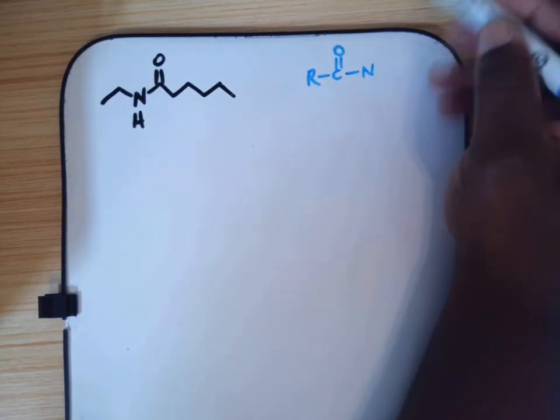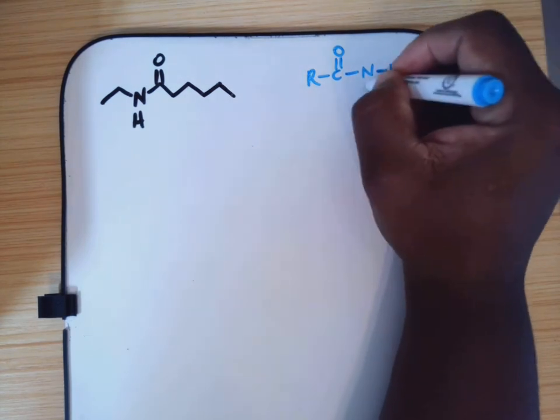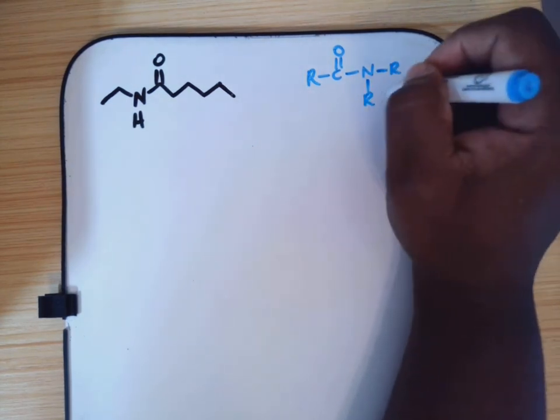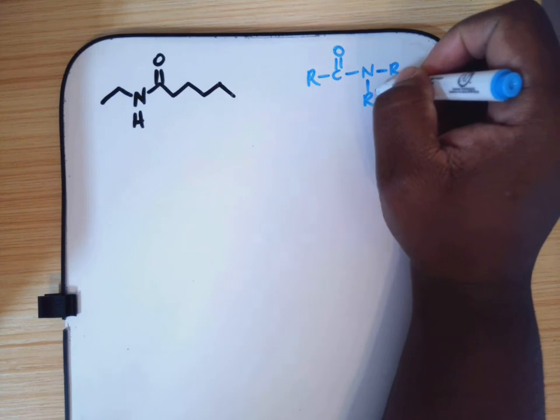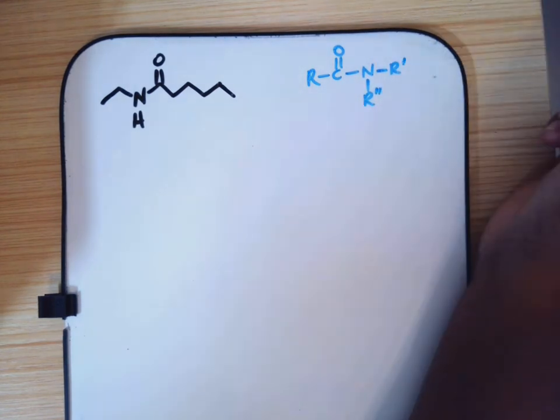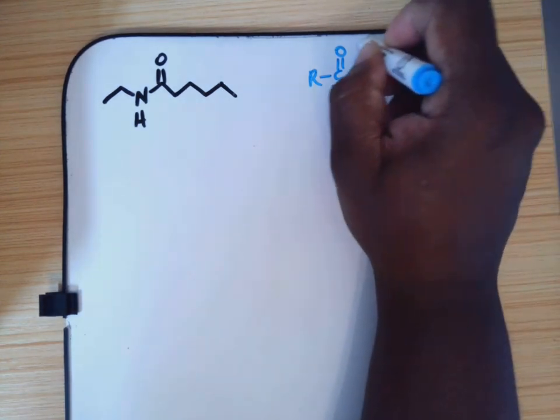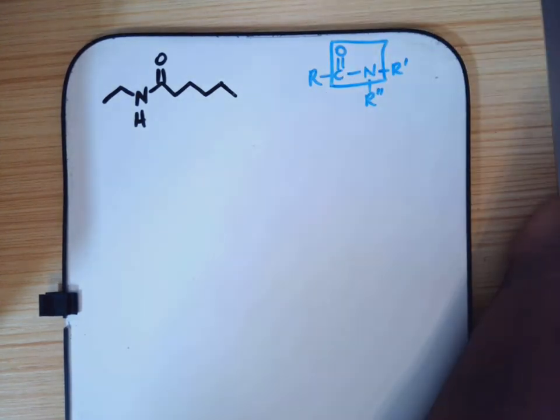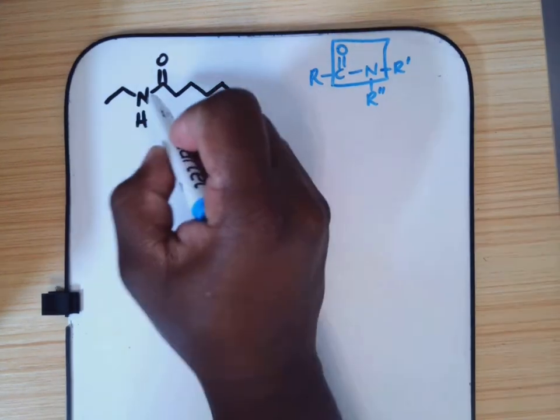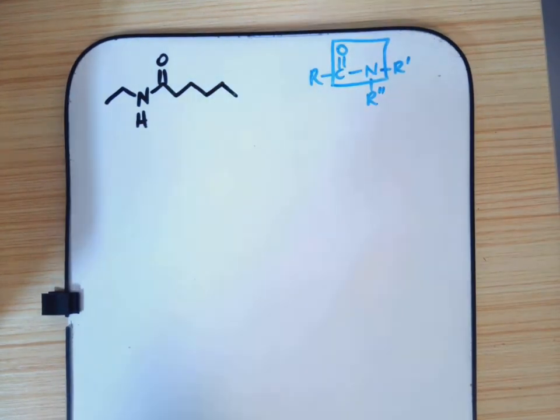That nitrogen could have a hydrogen attached along with a carbon, or it can be two carbons, or it can be two hydrogen atoms attached. And so there are different ways in which you can see the amide drawn or written, but the key thing is that you have the nitrogen bonded to the carbon of a carbonyl. So once you identify that bond, you know that you're dealing with an amide.